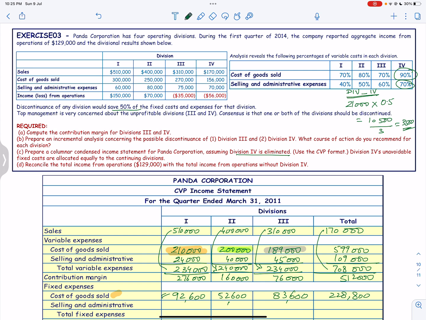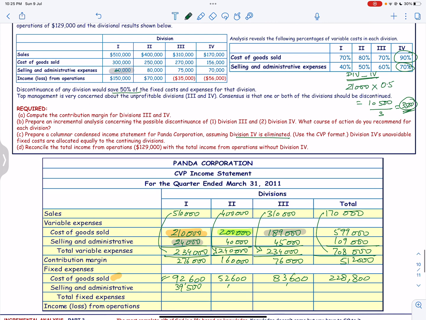Now the selling and administrative for division 1 are 60,000, and for the variable they are 24. So 60 minus 24 plus 3,500, and this will be equal to 39,500. So the total fixed cost will be 132,100, and contribution margin minus total fixed cost will give us an income of 143,900.